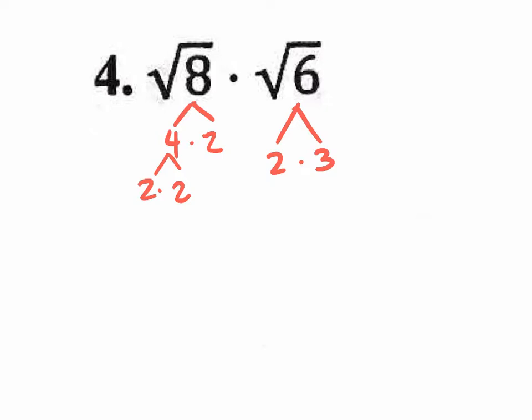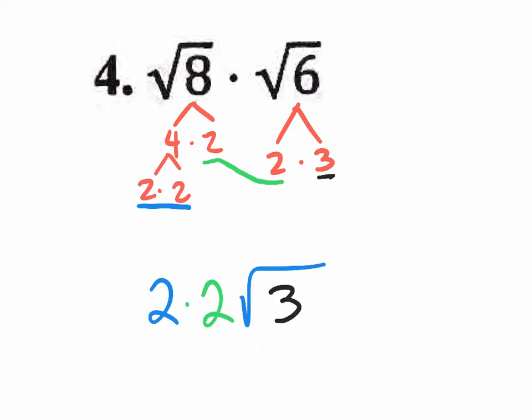And now let's look at what we have, and let's remember that what pairs up goes on the outside, whatever doesn't pair up goes on the inside. So I have a pair of 2s right here, don't I? So I want to put that 2 on the outside. And then I also have this 2 right here and this 2 over here. So that's another pair of 2s that I'm going to put on the outside as one single 2. What's left over? The 3 is what's left over. So the 3 goes on the inside. So the answer is 4 square root of 3.